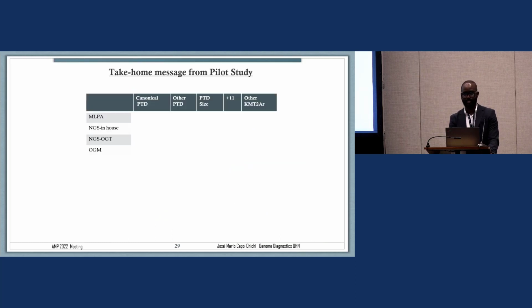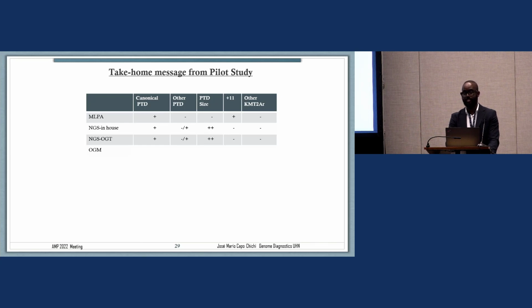So just the take-home message from this pilot study. I hope I was able to show you that KMT2A PTDs are particularly challenging. Here we used four different approaches to try to resolve them. Typically, MLPA will identify canonical PTDs and then provide you with a trisomy state where applicable. MLPA is not a good strategy to detect other types of PTDs. So if exon 4 is not involved, you may have a false negative result. And it's not designed to detect other types of KMT2A rearrangement, though it may provide you with some information. We were able to obtain concordant results for both of our NGS approaches.